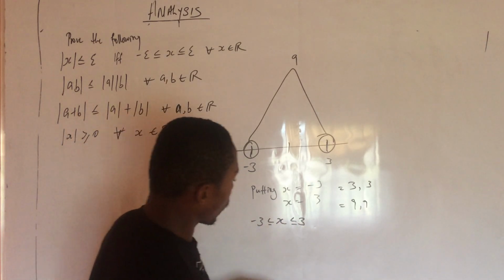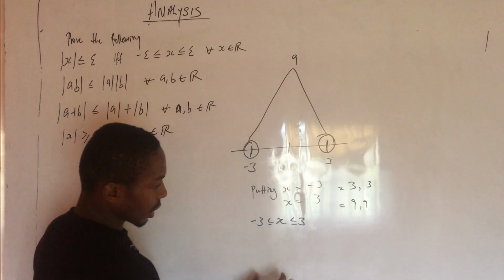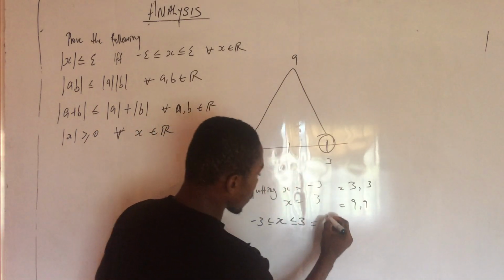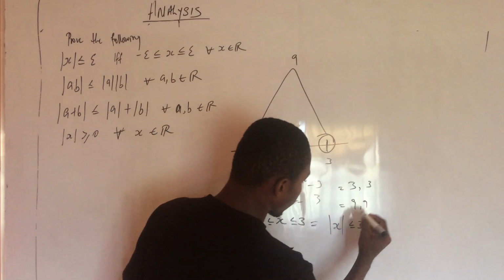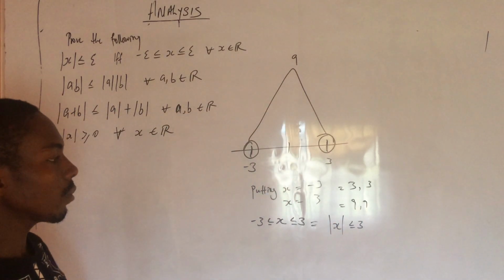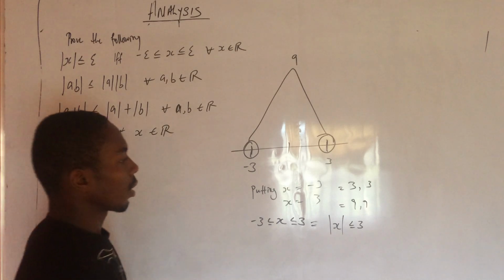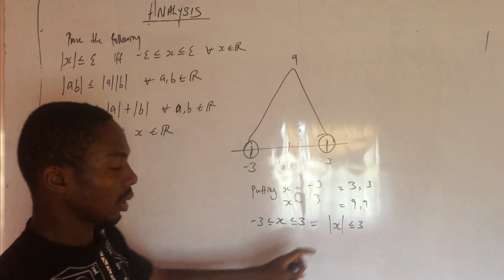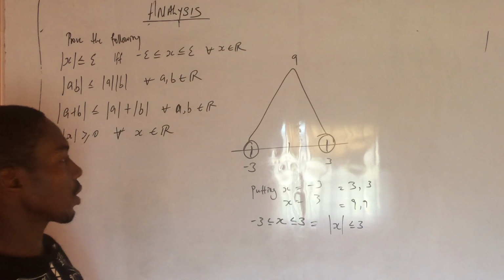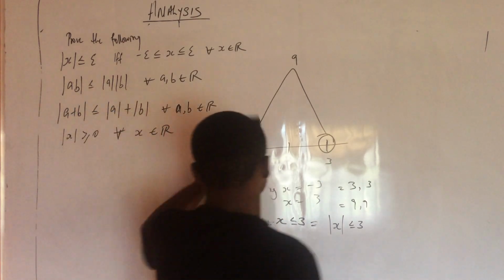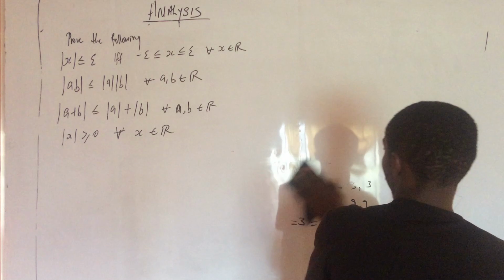So now, whenever you see anything like this, it is the same thing as the absolute value of x is less than or equal to 3. Do you understand that now? It is the same thing. So this is what we're going to be using to do these proofs here.